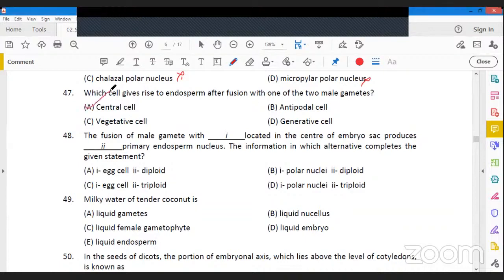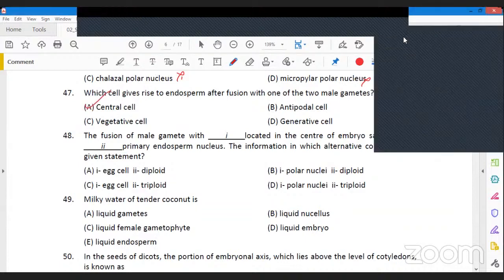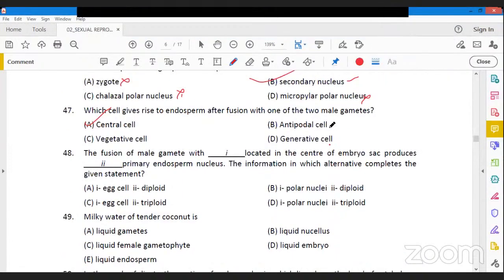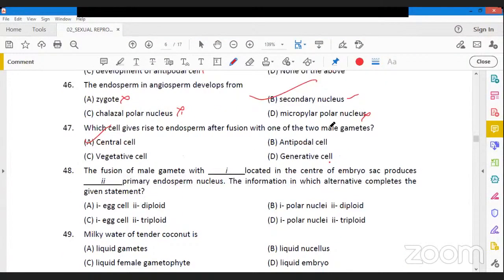Then it is the central cell. Yes, very good. It is the central cell. So the endosperm in angiosperm develops from the secondary nucleus, not the micropylar polar nuclei. So it is the secondary nucleus. Okay.